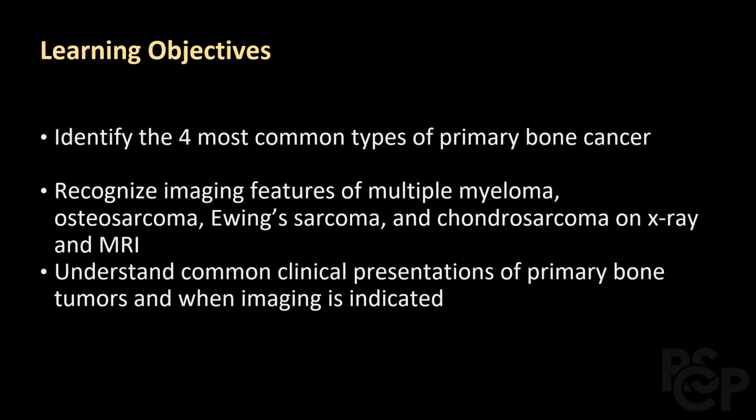Our objectives for today are to identify the four most common types of primary bone cancer, recognize imaging features of these four most common types of primary bone cancer on X-ray, MRI, and nuclear scans and CTs, as well as understand common clinical presentations of primary bone tumors and when imaging is indicated.